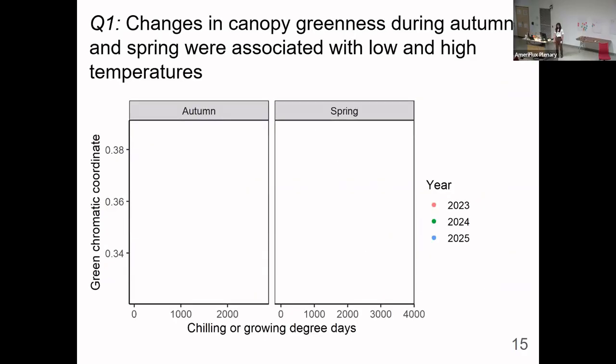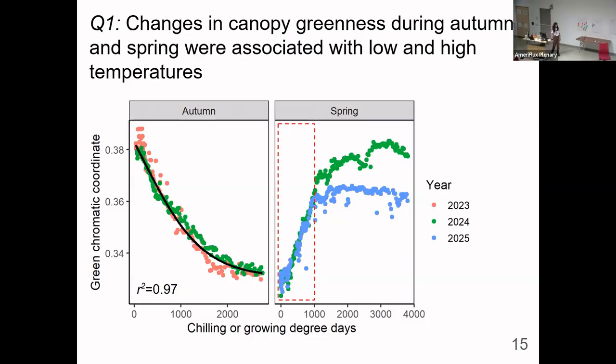Using a temperature sum or degree days model, we found that changes in canopy greenness were mostly associated with low and high temperatures. During the autumn, greenness declined with increasing chilling degree days, and the temperature response was mostly the same between the 2 years. In spring, greenness increased with accumulating growing degree days, and again, the temperature response was the same.